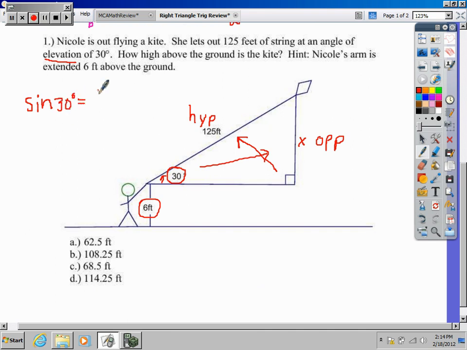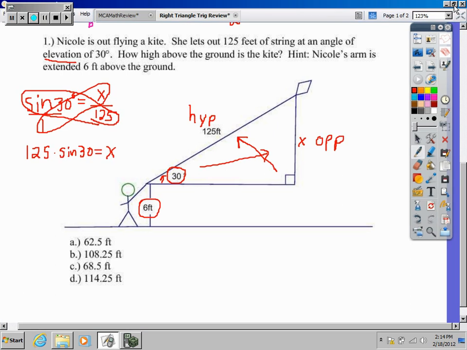So I start to write my equation out, and I would say that the sine of the angle 30 degrees is going to be equal to X over 125. And I'm going to try to solve for X now. A good habit to be in would be to put the sine of 30 over a 1, and then you cross multiply, or just multiply by 125. So it's going to be 125 multiplied by the sine of 30, and that's going to equal our X.